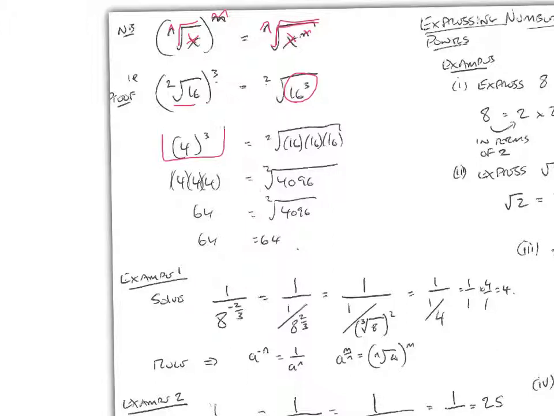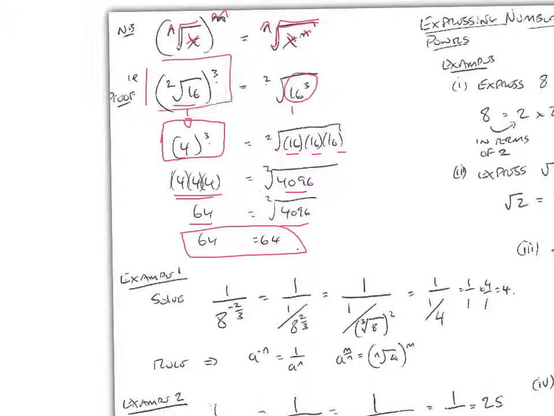We're proving it now. The square root of 16 is 4, cubed is 4 by 4 by 4, and the square root of 16 cubed is the same as the square root of 16 by 16 by 16. So 4 by 4 by 4 is 64, and the square root of 4096 is 64. So that's proving that this is the same as that. Okay, that rule holds true.